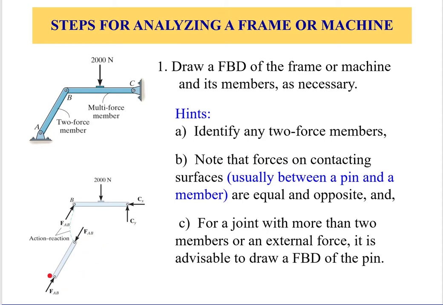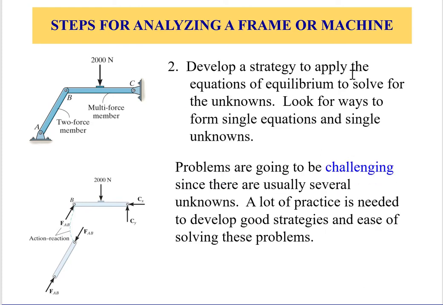So the simplest way to evaluate, for example, the unknown FAB is by applying the moment at C for this free body diagram. If we apply the moment at C, immediately we'll be able to identify the force FAB. Now, if you want to calculate CX and CY, you apply the summation of forces in X and Y, and that will lead you to the unknowns. So when we solve a problem, we have to be very strategic in applying the equations, depending on what is required to be calculated.